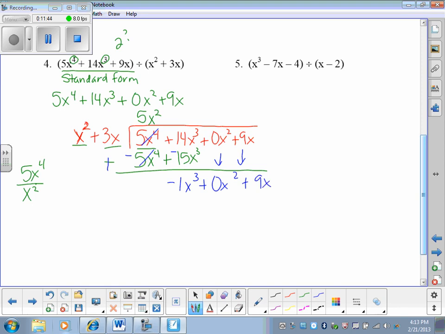Okay. Now I'm going to go back to my lead term. I'm going to say, how many times does x squared go into x to the third? Well, I need the negative 1 to be there, right? And I need one more x term. So there it is. So I get negative 1 times 1 is going to be negative 1 x to the third. And then negative 1 times 3 is going to be minus 3x squared.